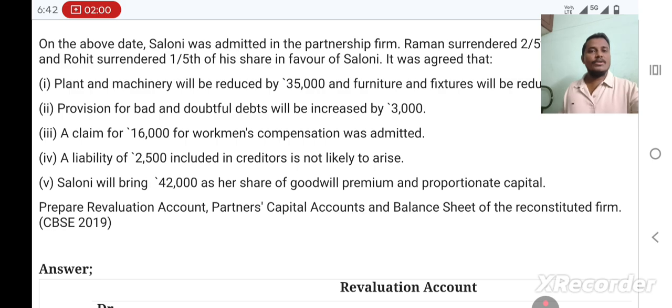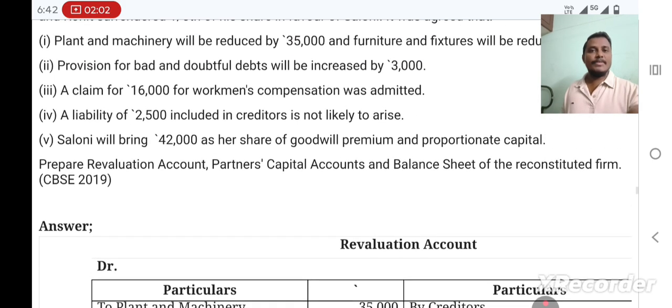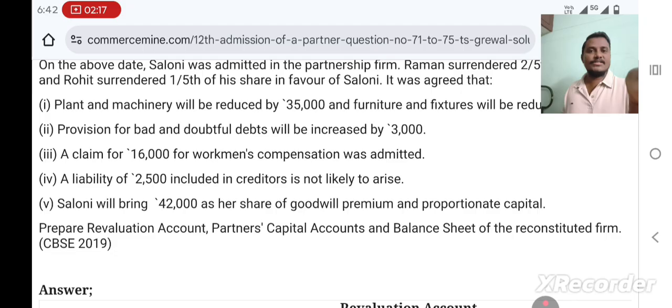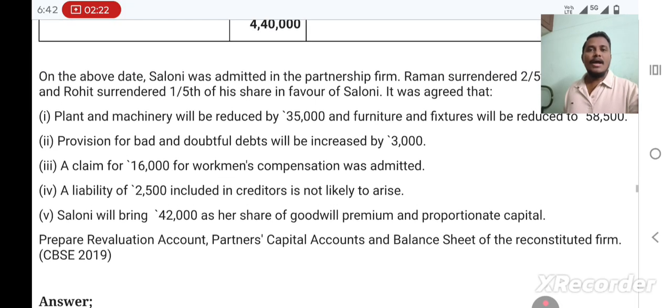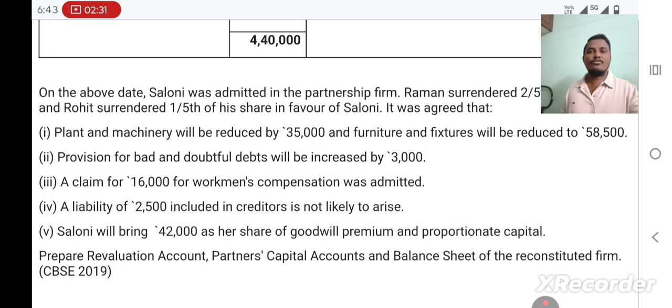Now, inside the revaluation account you will not record the capital related items or goodwill related items. So I can skip the first paragraph about Saloni being admitted for now. And the first point I'm reading now: plant and machinery was reduced by 35,000, furniture and fixtures reduced to 58,500.